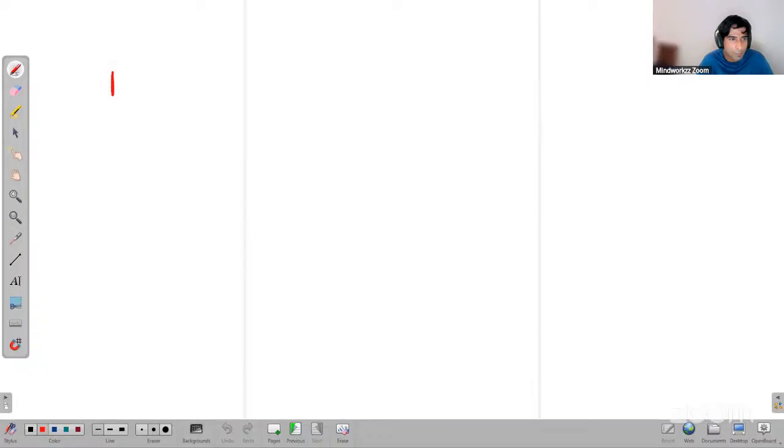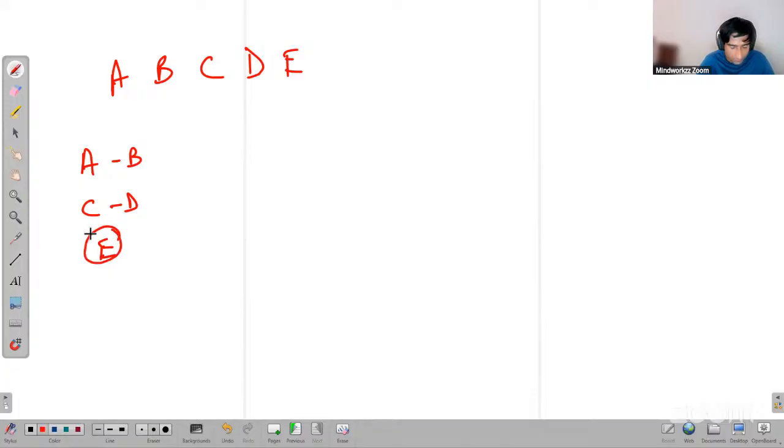Similarly, if you take five people, A, B, C, D, and E, you can have a matchup A versus B. You can have a matchup C versus D, and then you will have E who is left for a matchup, right? Instead of this, it could be C versus E also, and D is left. It could be anything. I'm just assuming a scenario that C and D are playing, and E is left. So E is going to get a direct entry into the next round.